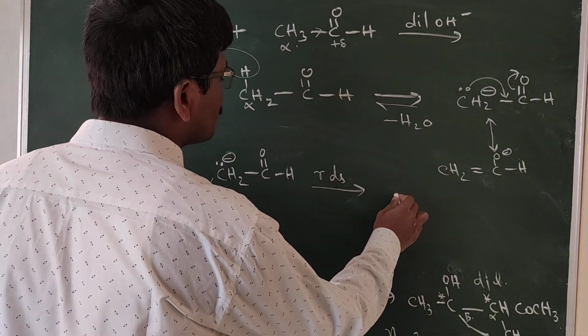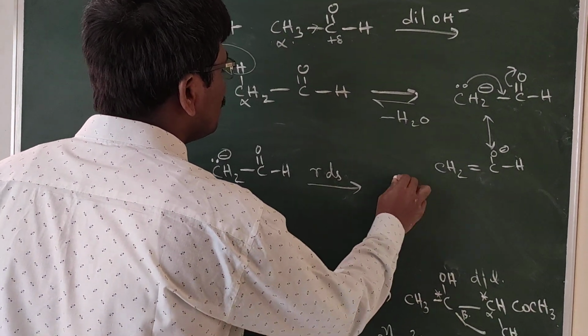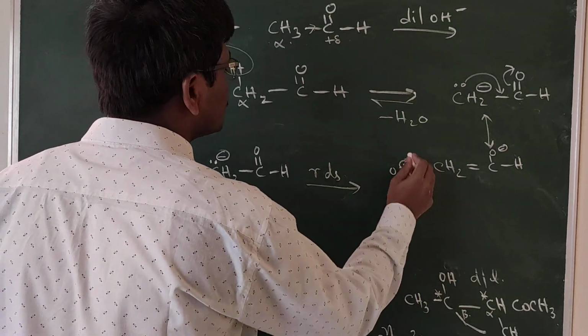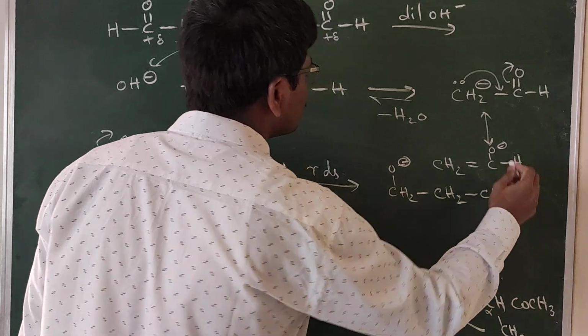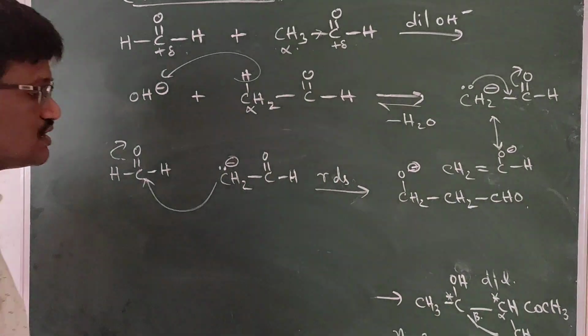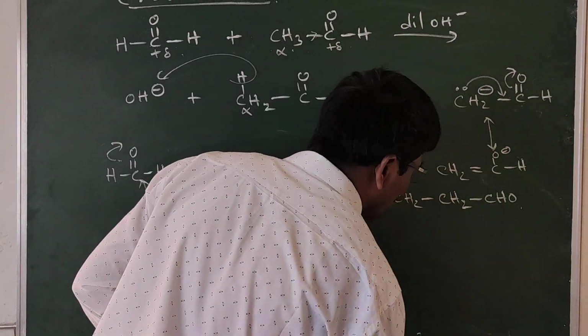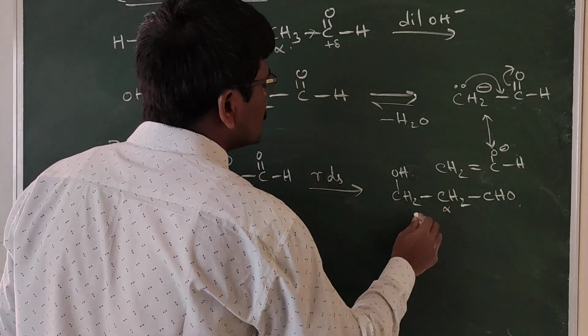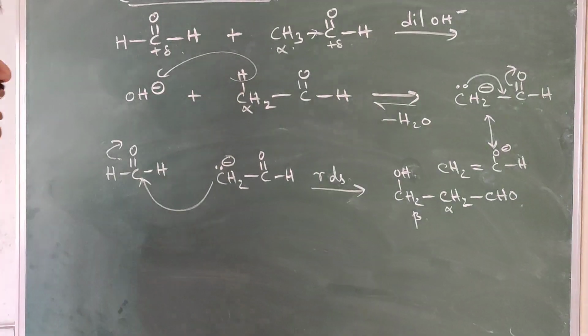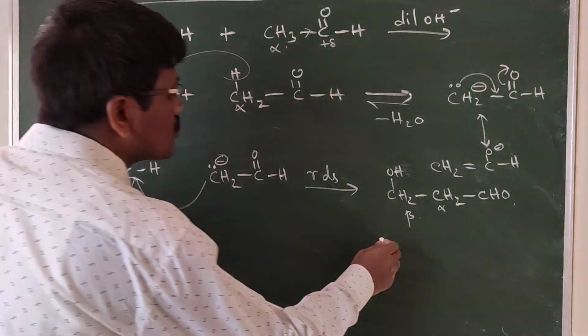So we get the product like this, CH2O minus, CHO. This anion is formed, and it abstracts a proton from a water molecule. So we get a beta hydroxy aldehyde, and this is the crossed product.